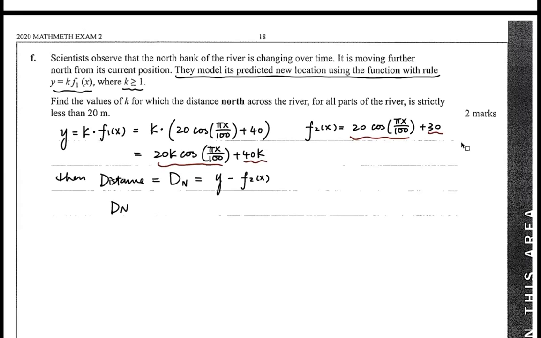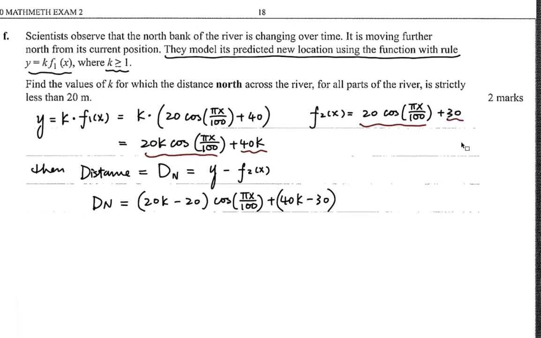Okay, your distance north of the river is 20k minus 20 cosine term pi x divided by 100 plus 40k minus 30. The reason why I'm writing the new function dn in this form is because I need to see this coefficient 20k minus 20 as a big A, which represents the amplitude. This one is my center line, okay? Use a capital letter C.